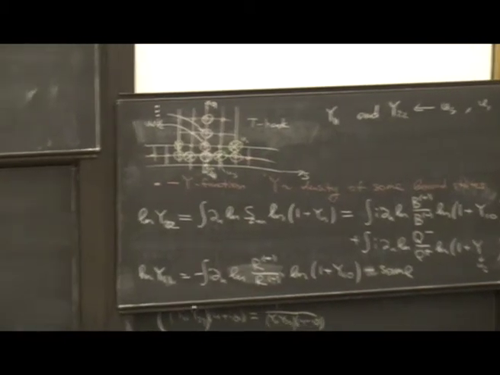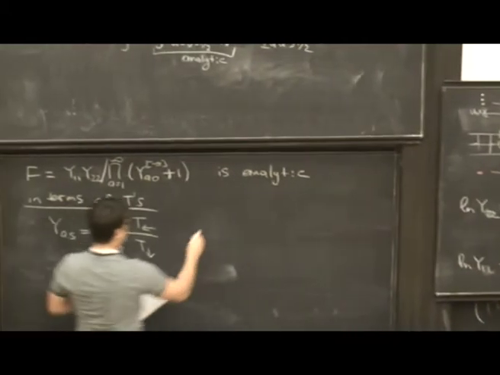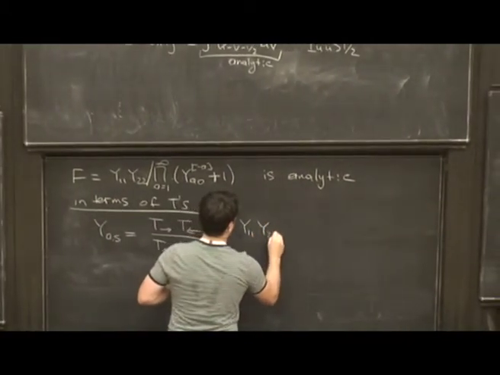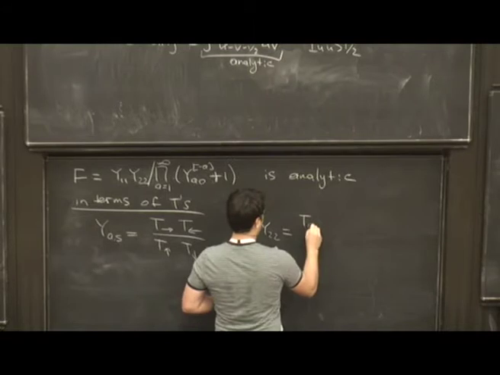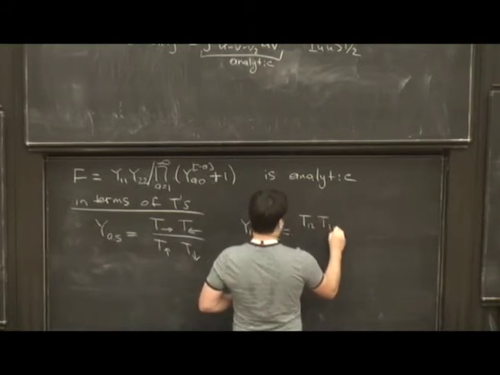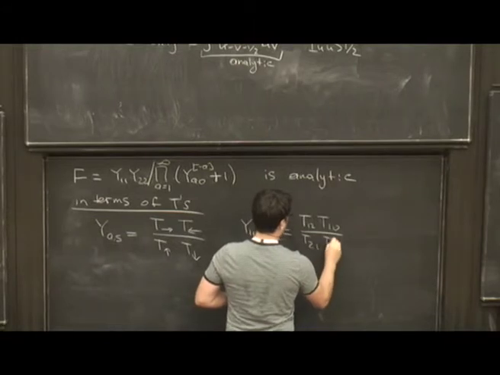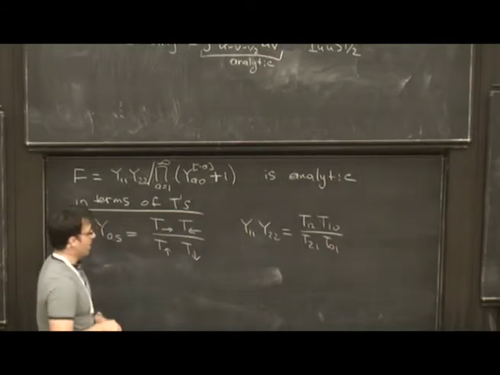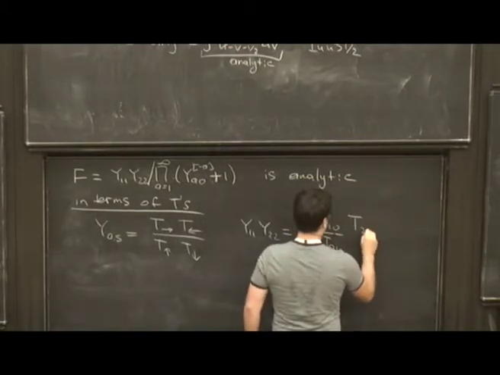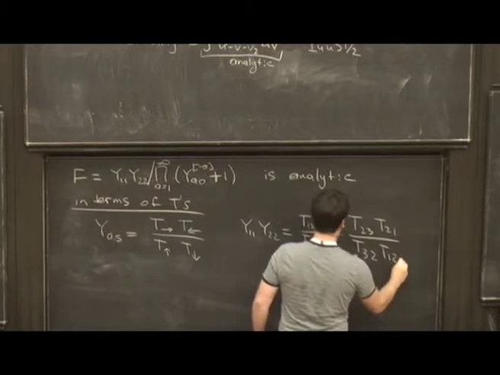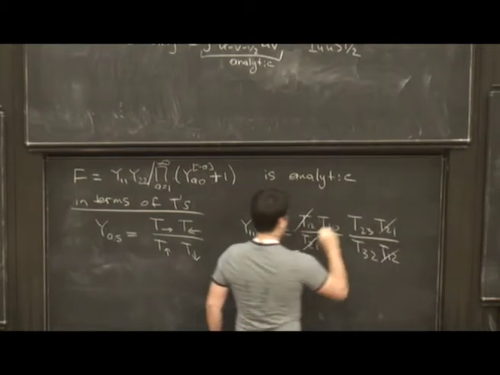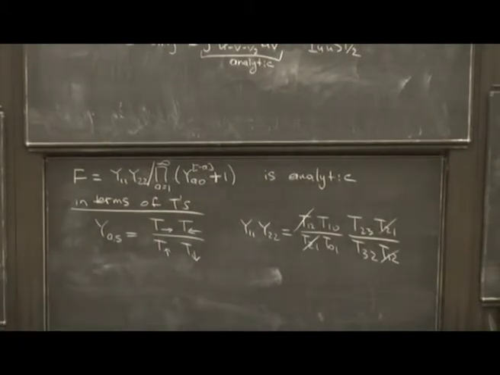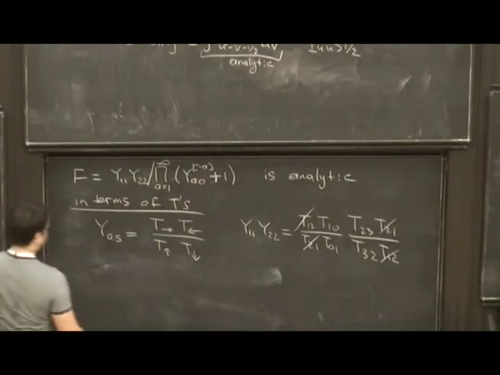Okay. Let me write this. So y11, y22 can be expressed as t1 2 t10 over t21 t01 is the first y, and the second y is t23 t21 over t32 t12. So we see that actually something cancels. We get this combination of t's. That's for this part. Now what about this part?